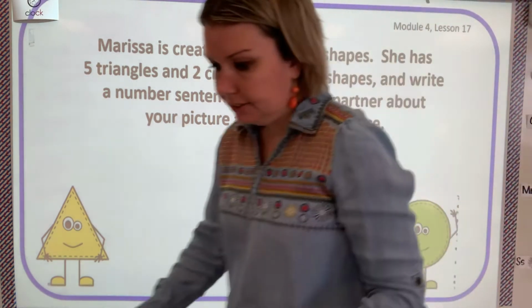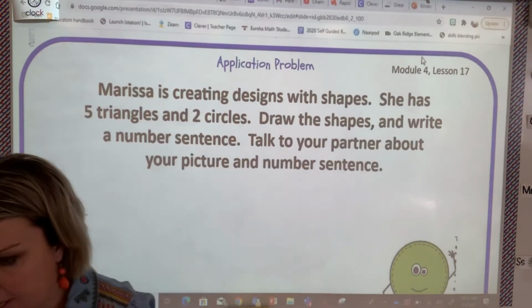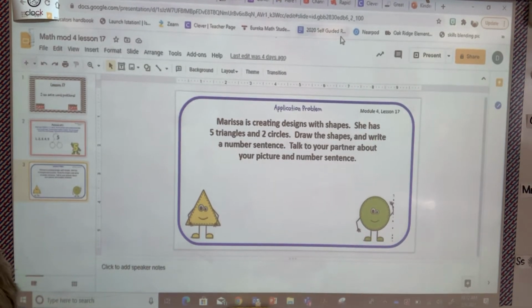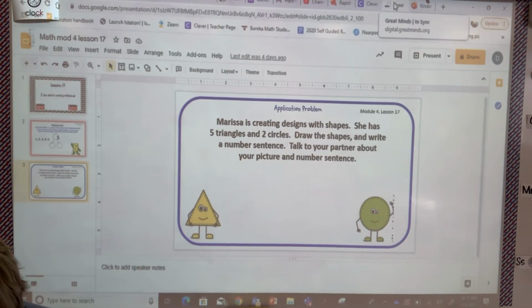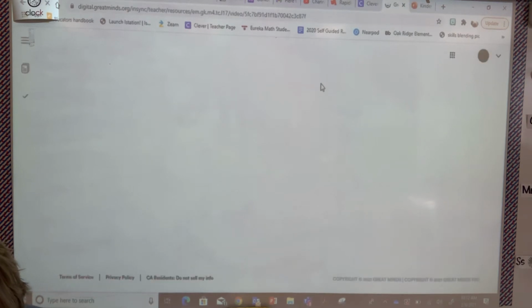All right. Miss Hawkins is going to be helping us with our lesson today. So let's get her pulled up and we'll get started.